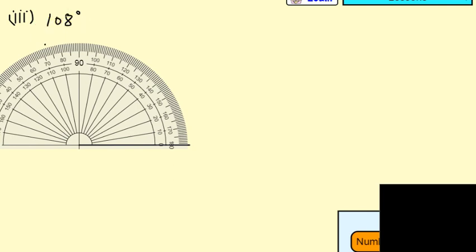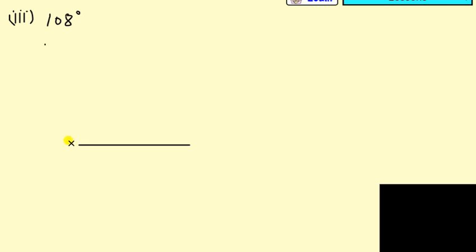Now fix this point and make an arc like this. So once again you can keep here and make an arc like this. Now remove the compass and draw a line segment from here. Now write the name. It is P, Q and R. So as you know, angle PQR becomes 92 degrees.